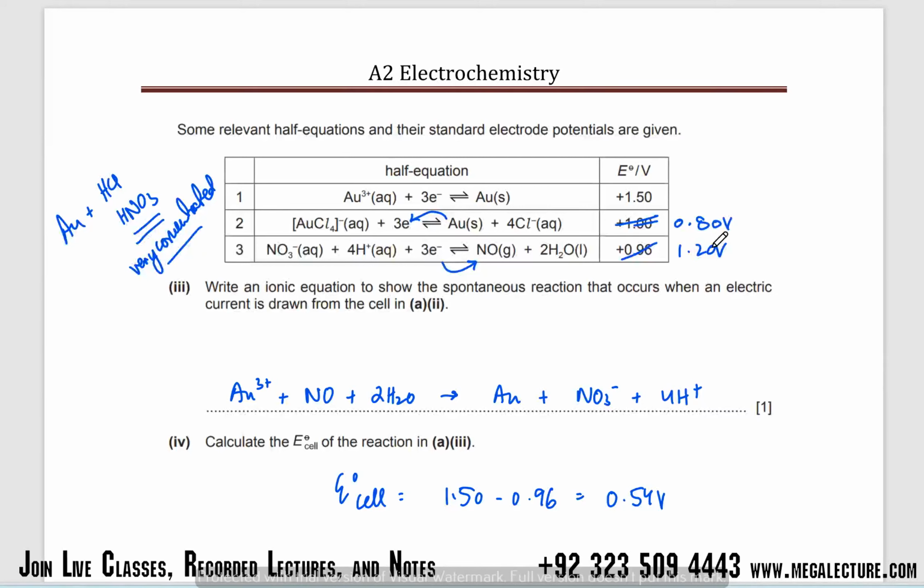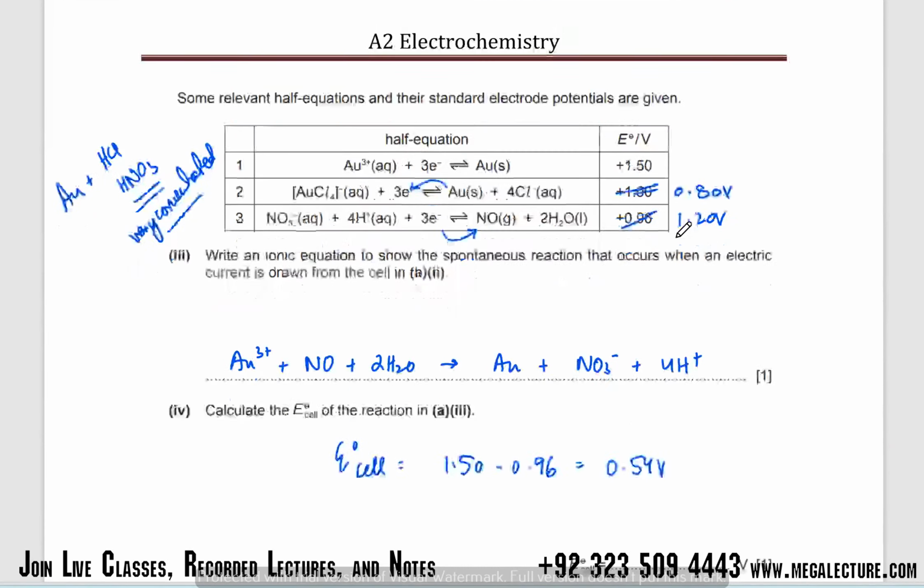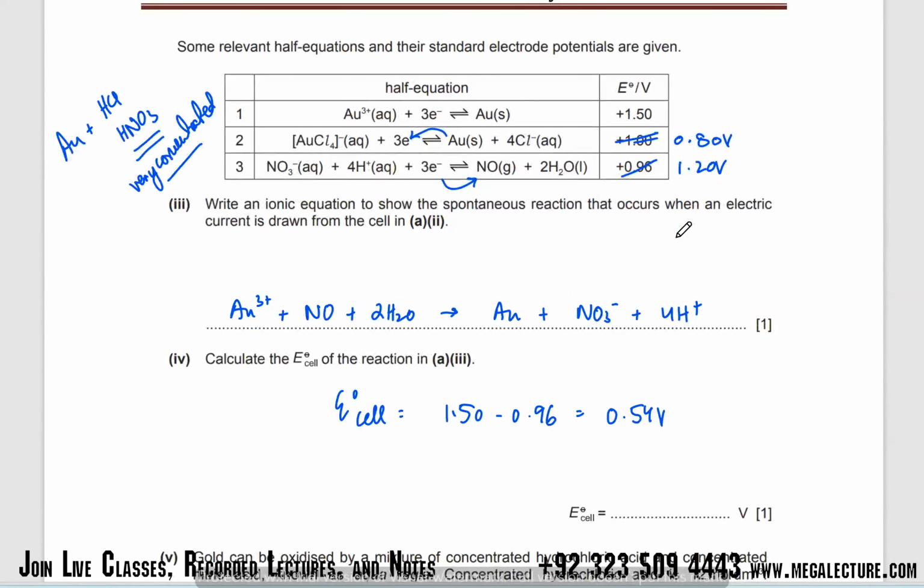So it becomes higher, and that's why your E cell is now a positive value. You don't have to write E naught because it's non-standard conditions. So that means the reaction is feasible. Is that clear? Yep, it's clear.